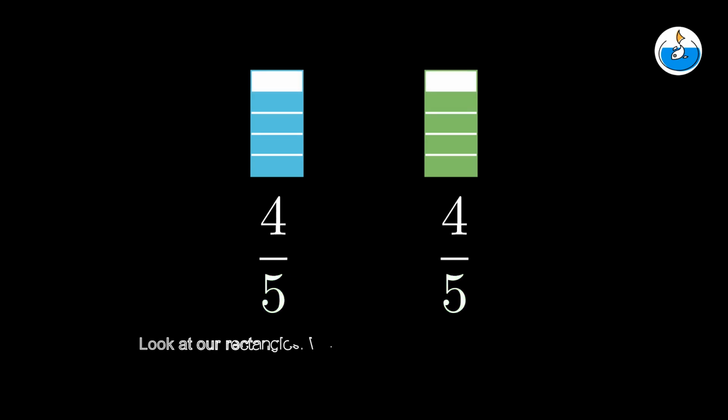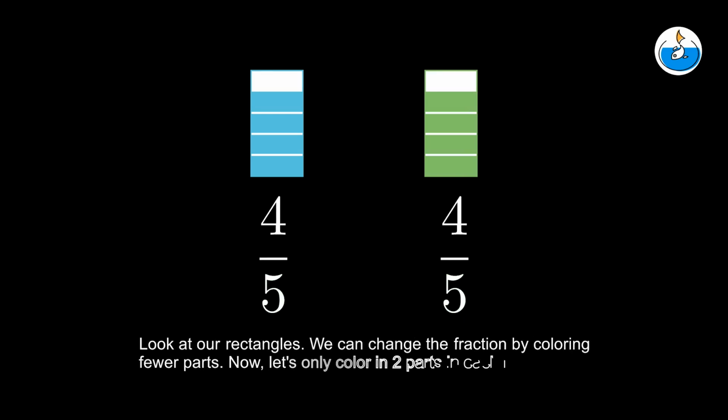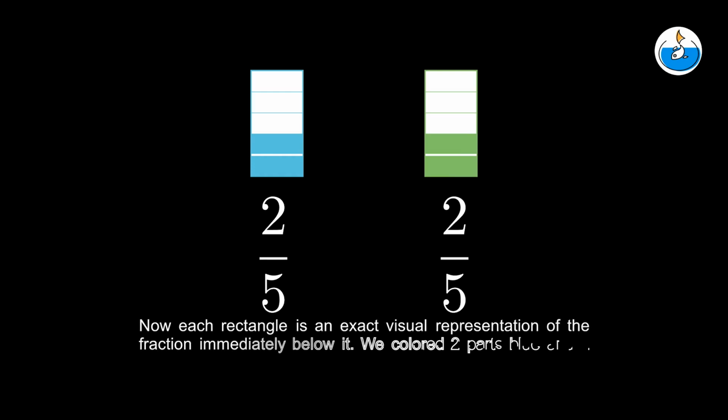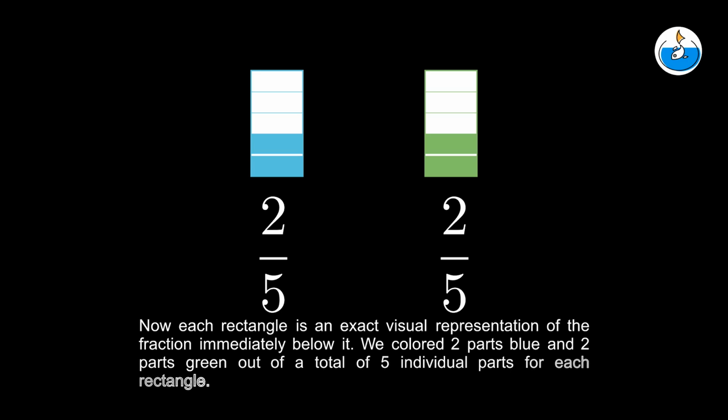Look at our rectangles. We can change the fraction by coloring fewer parts. Now let's only color in 2 parts in each rectangle. Now each rectangle is an exact visual representation of the fraction immediately below it. We colored 2 parts blue and 2 parts green out of a total of 5 individual parts for each rectangle.